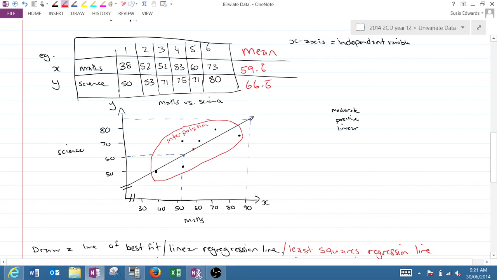Anything outside of that, up here, is extrapolation. And also down here as well. So extrapolation is the bottom part of the graph where you don't have any data and the top part of the graph where you don't have any data. Interpolation is in the middle where you've got data, where you've actually seen that it's possible.